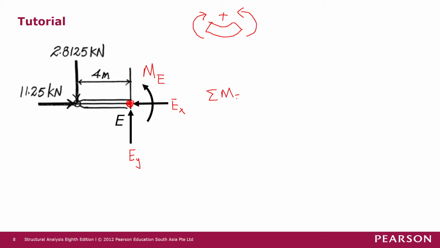So now we sum moment about joint E, and this has to equal 0. We need a sign convention for summing moment, so we take anti-clockwise moment as positive, as usual. When we sum moment here, ME is anti-clockwise, so we have positive ME. We don't have to put a positive in front of it, just ME.